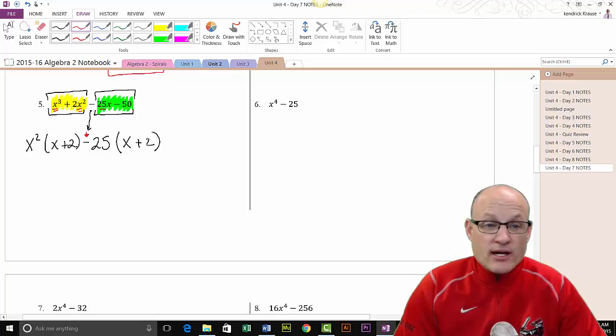And then I'm looking at 25 and 50. Now, why is this x plus 2? Well, this is negative 25 times positive 2, and that gives me negative 50.